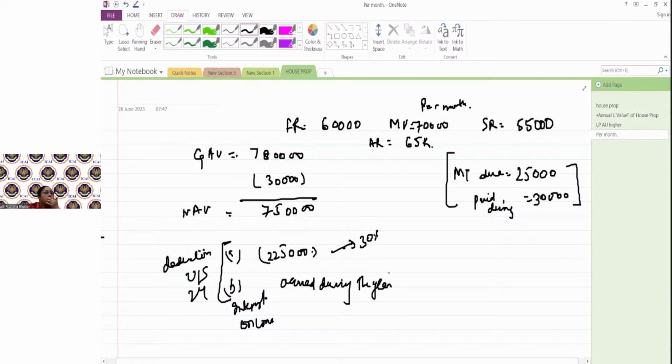Whether I have paid it or not does not matter, but that rent, that interest which is accrued during the year, would be allowed as deduction. Accrued during the year would be allowed as deduction.